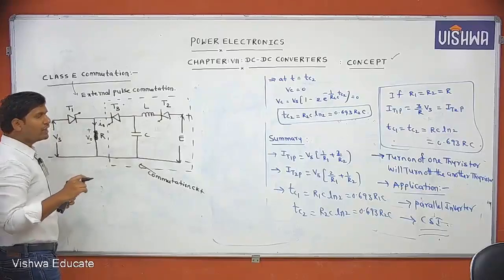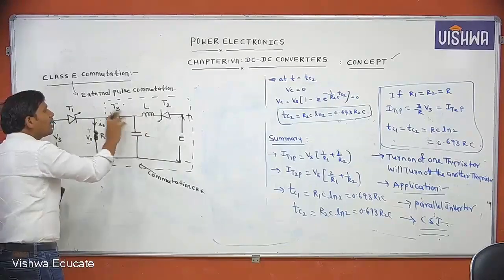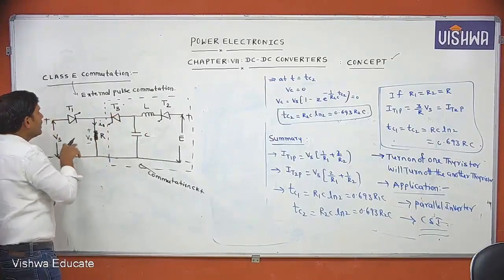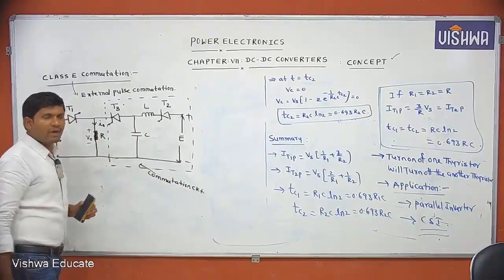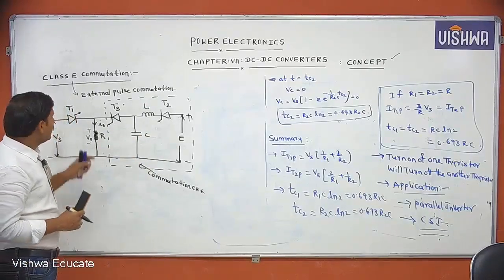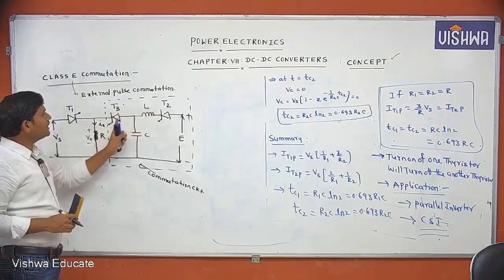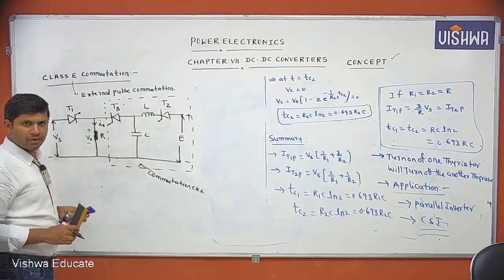Why am I giving this notation? This notation is followed according to the sequence of triggering. First we trigger this, next you trigger this, next you trigger this. That's why I am giving numbering like this. T1 is the main thyristor, T2 and T3 are the commutating thyristors. That point also you remember.